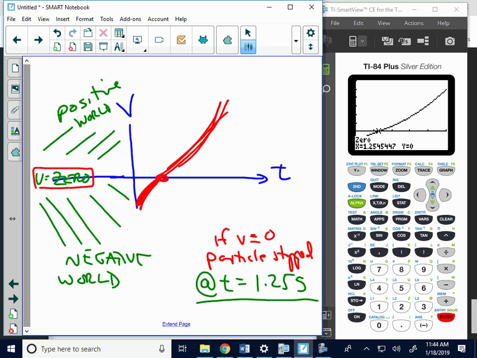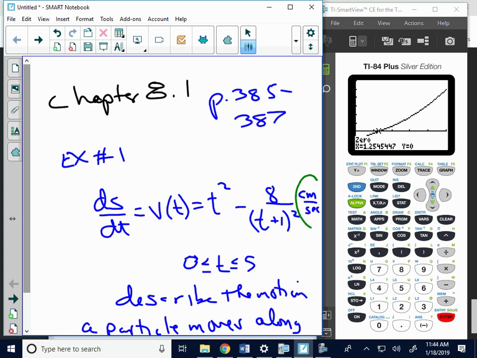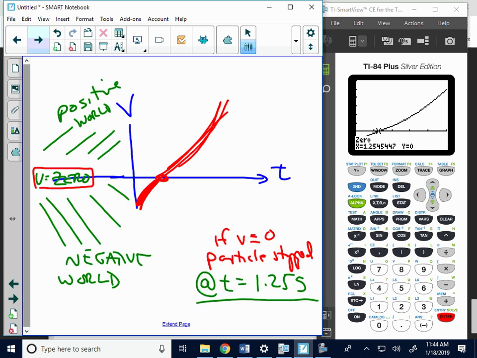This is a motion problem. It does say, remember, this was centimeters per second. So we should put some units in here. This is time in seconds. And this is velocity in centimeters per second. So 1.255 seconds, right? That's when we're stopped.